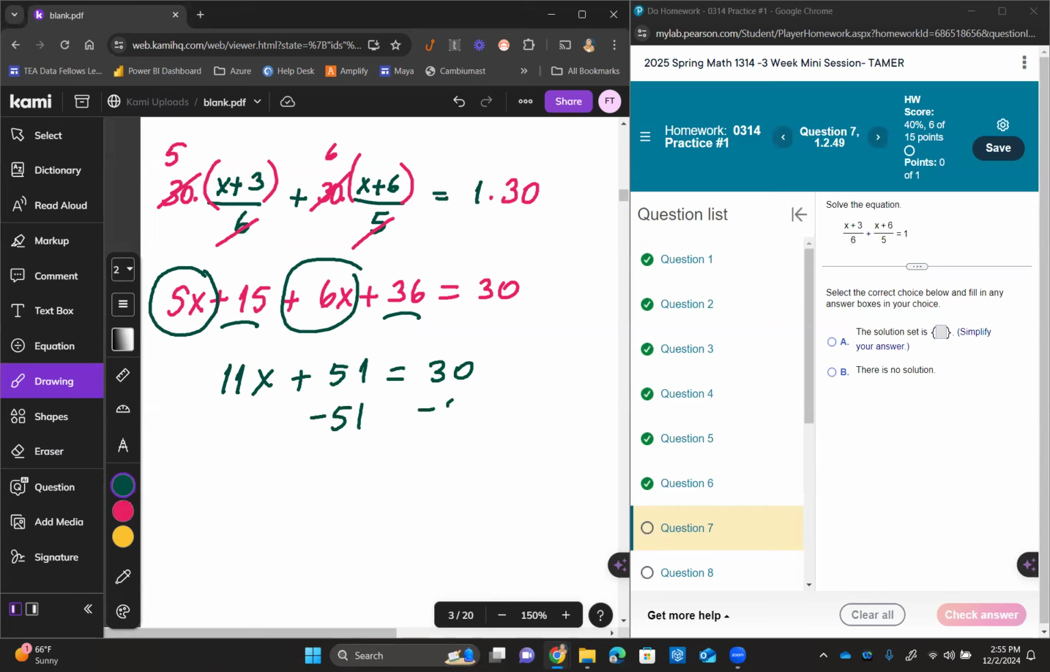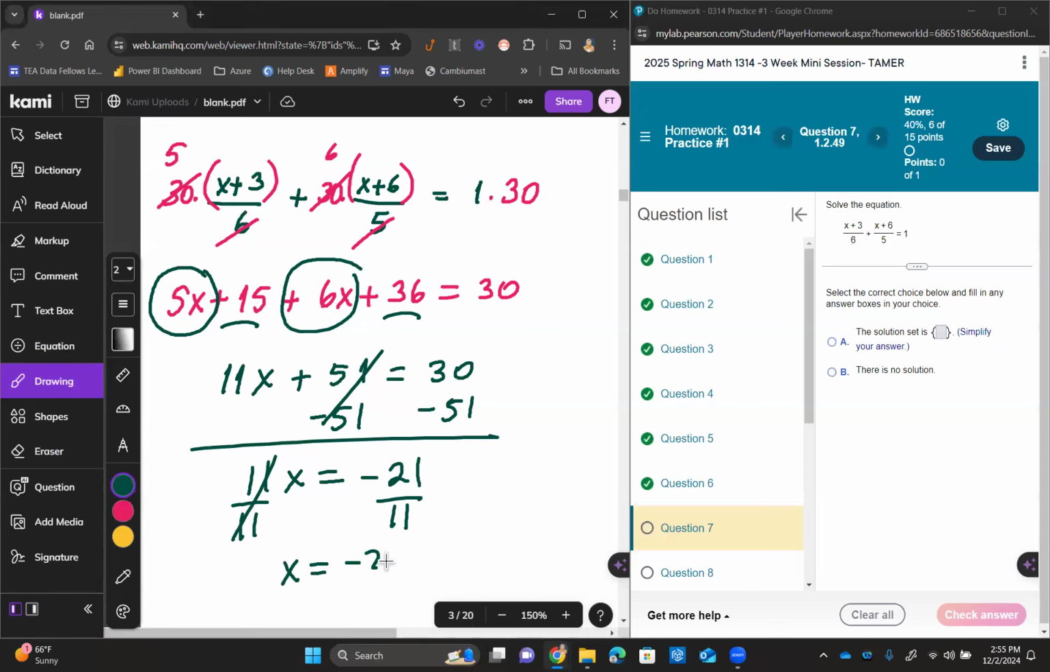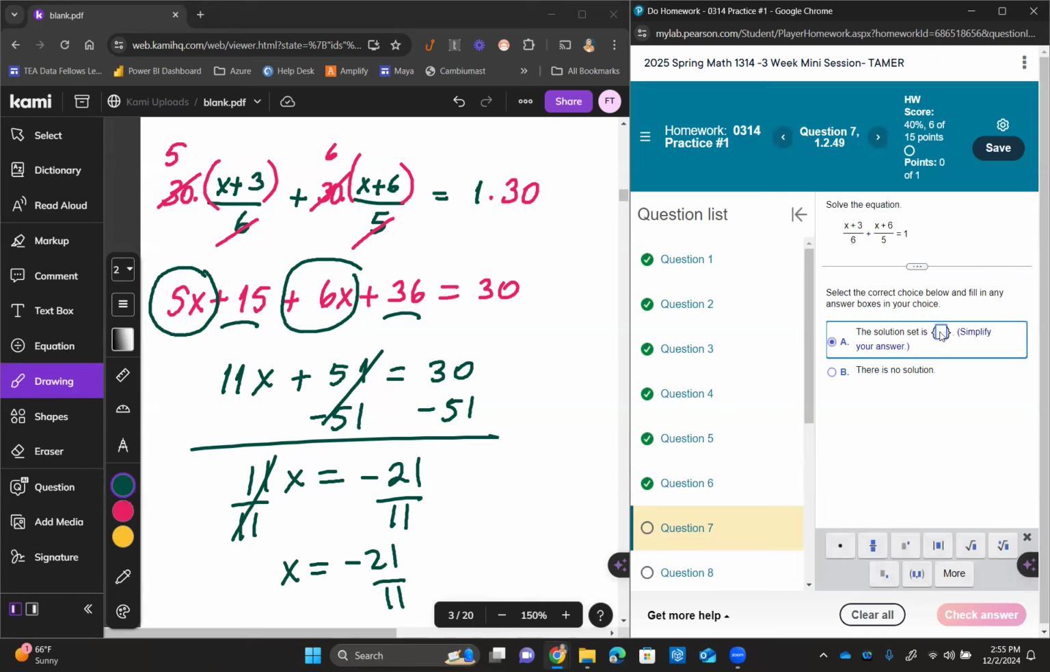Subtract 51 on both sides. 11x is equal to negative 21. Divide each side by 11. So x is equal to negative 21 over 11. And this is how I can solve this problem. I will mark A, and I will tell them that the solution set is negative 21 divided by 11.